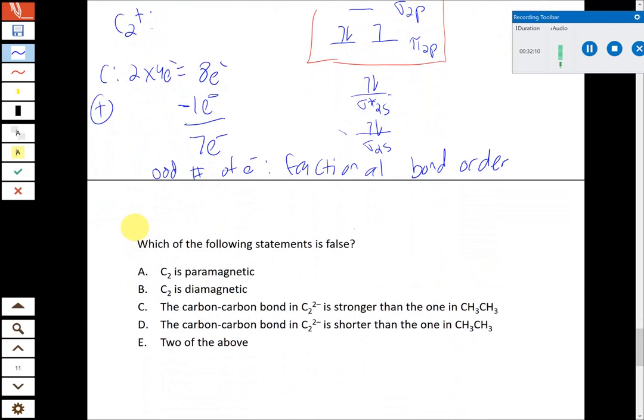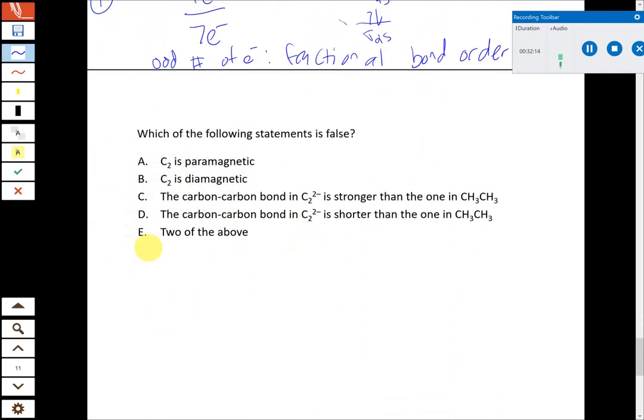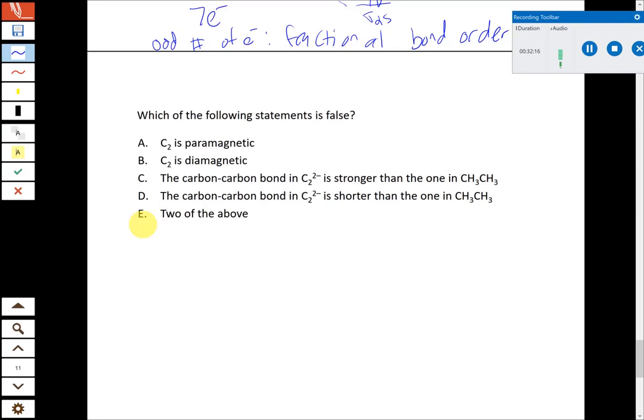All right, and then if we go to the next one, this is a very similar one because it also deals with C2 or with an anionic version of C2. We want to know which of the following statements is false. Now, if we look at the first two statements here, C2 is paramagnetic, C2 is diamagnetic. These both can't be true because those are basically stating the opposite of each other. So one of those two is going to be false. So that can help us. We know that one of these two is going to be false, so there's at least one false statement.